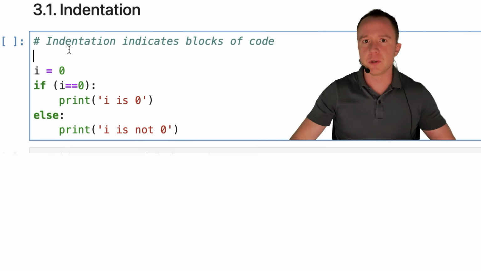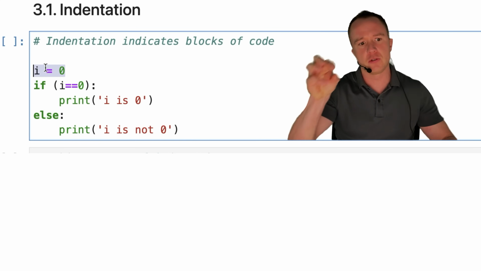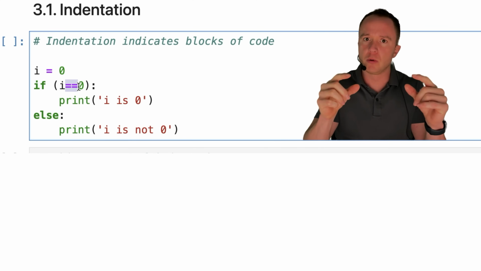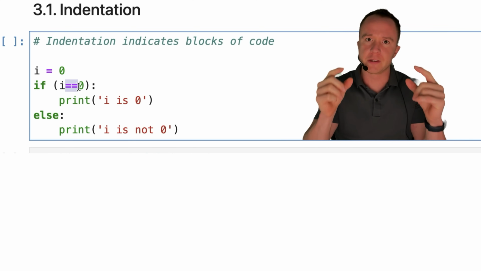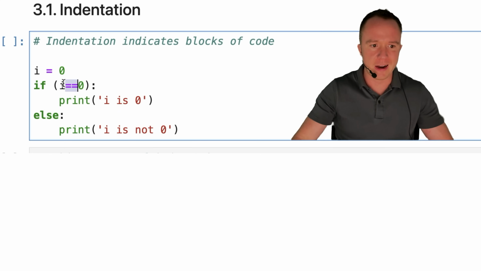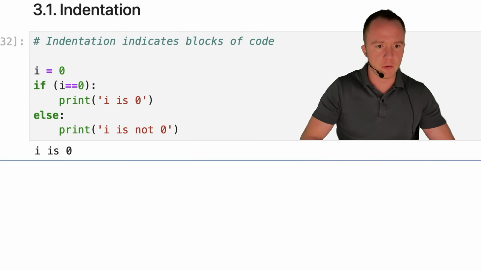To understand if statements, we have to understand indentation first. If we do something like this here, I equals 0, and then say if I is equal to 0, notice the difference here, I equals 0 assigns 0 to I, and with equal equal, you check whether these two things are actually equal. So if I is equal to 0, then we print I is 0, else we print it is not 0. What's important here syntax-wise is that you do need the colon here and you do need the indentation here. So if we run it like this, everything will work.